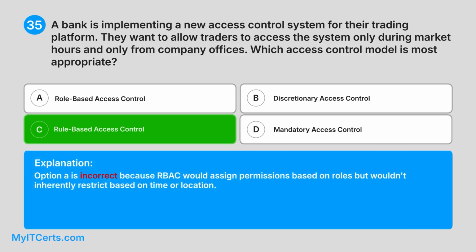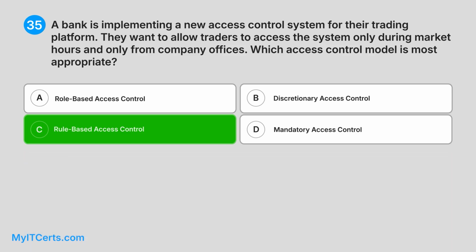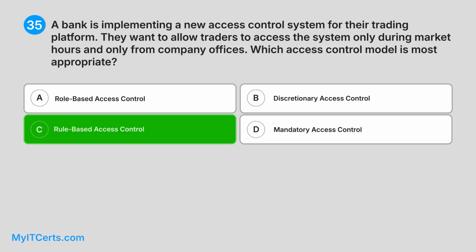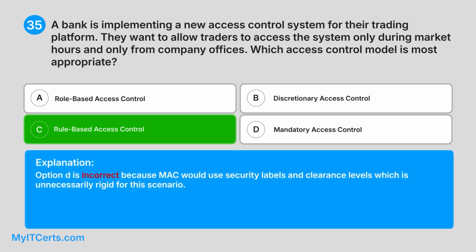Option A is incorrect because RBAC would assign permissions based on roles, but wouldn't inherently restrict based on time or location. Option B is incorrect because DAC would allow resource owners to determine access, but doesn't directly address time-based or location-based restrictions. Option D is incorrect because MAC would use security labels and clearance levels, which is unnecessarily rigid for this scenario.